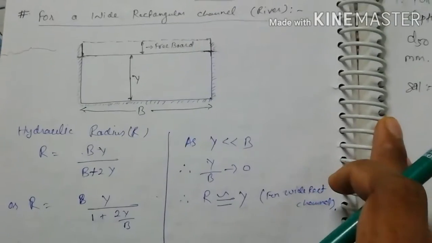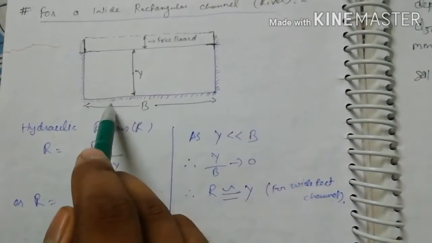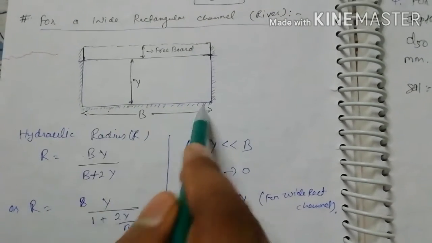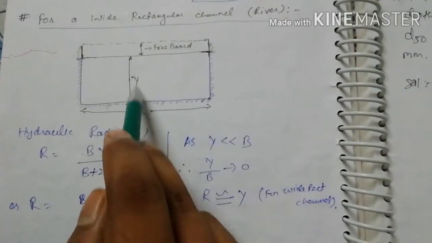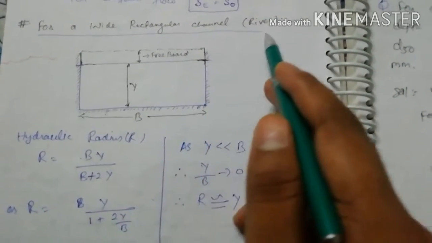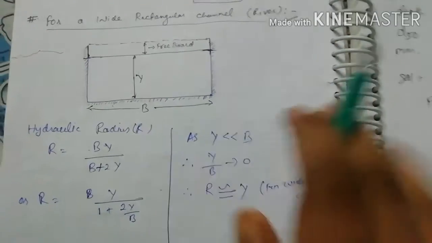For a wide rectangular channel, this is a wide rectangular channel. In wide rectangular channel, the width of the channel is more as compared to the depth y. And in civil engineering, the river is considered as wide rectangular channel.